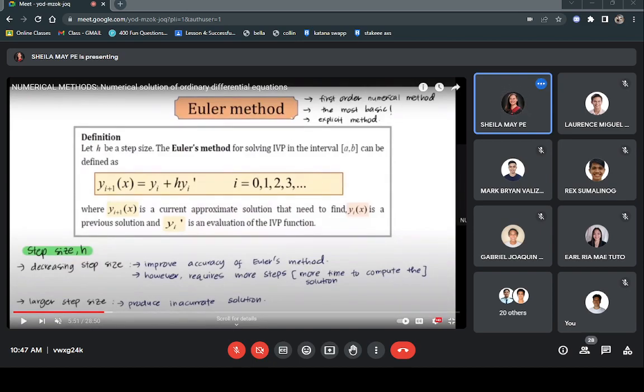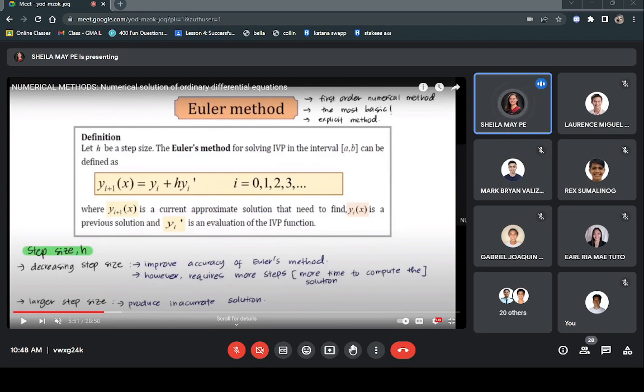Okay? By the way, before I proceed, the Euler method is the first order numerical method and it is the most basic. For the step size h, if we decrease our step size, it improves the accuracy of Euler's method. However, it requires more steps because our steps get smaller. For example, from our main step of 0.5 we decrease it to 0.2. So instead of 1.5, 2, 2.5, it becomes 1, 1.2, 1.4, smaller, so it requires more steps. You have more to solve.